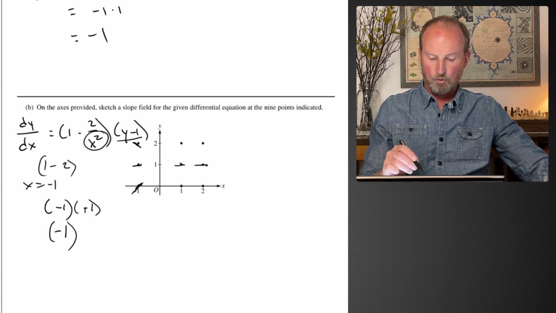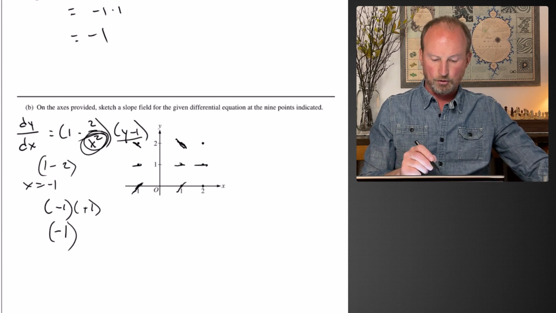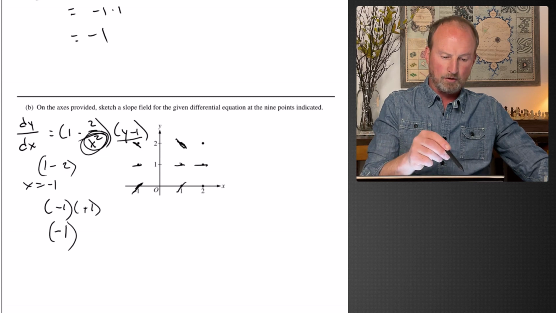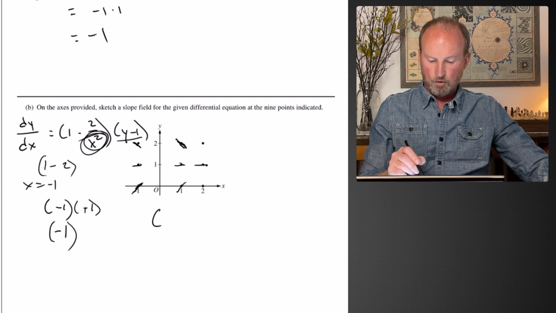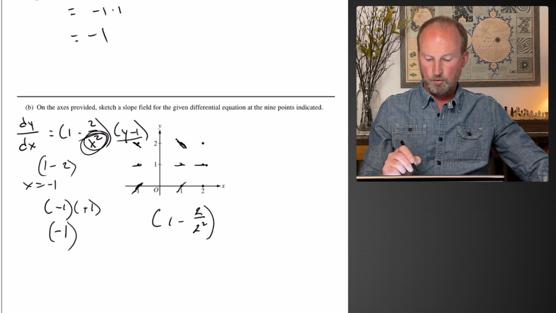But now y is still 0, so this is just going to repeat, right? It's the same slope. Whether x is a +1 or -1, that doesn't matter. Okay, when x is 2, I get 1. So I get 1 minus 2 over 2 squared, which is 1/2. 1 minus 1/2, which is 1/2.